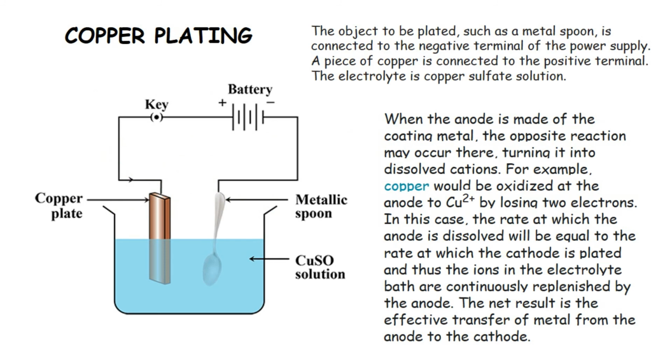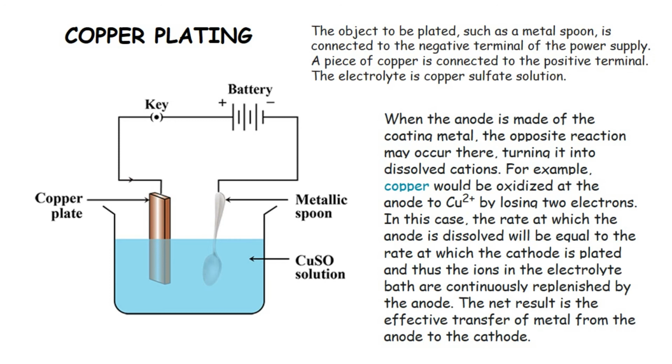Example, copper plating. As you can see in the diagram, we are going to plate a metallic spoon with copper. So the electrolyte should be a copper sulfate solution. The object to be plated, such as a metal spoon, is connected to the negative terminal. That means it's a cathode. A piece of copper is connected to the positive terminal.